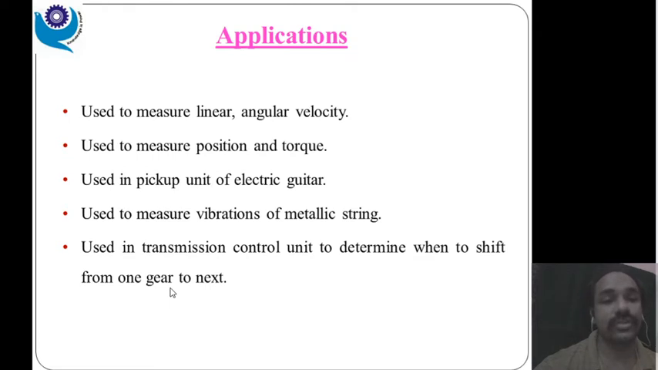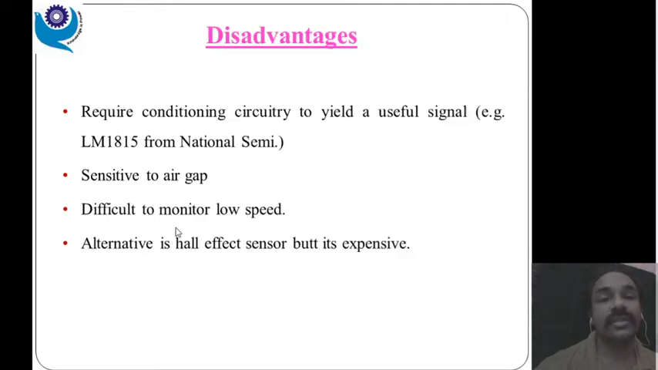So applications: it is used to measure linear and angular velocity, obviously, and to measure position and torque of the motor, and also used in the pickup unit of an electric guitar, again to measure vibrations of metallic strings. Similarly it is used in the transmission control unit to determine when to shift from one gear to the next gear. These are the various applications of the VR sensor.